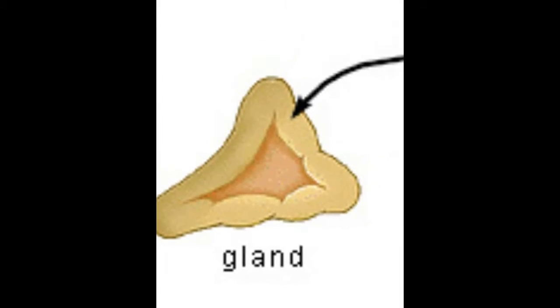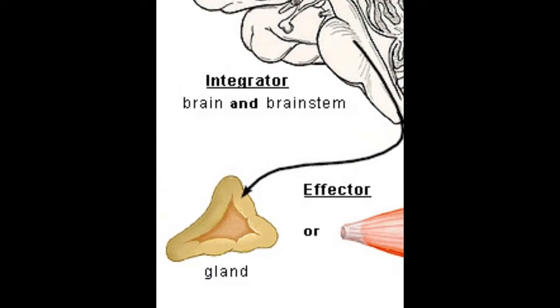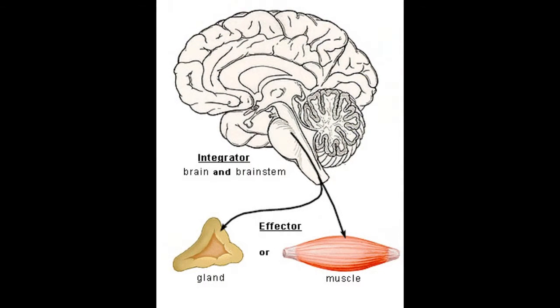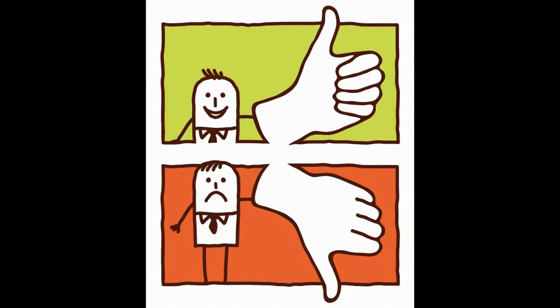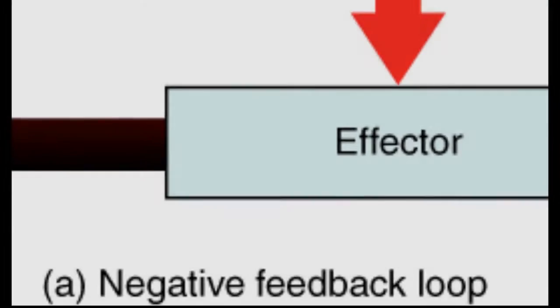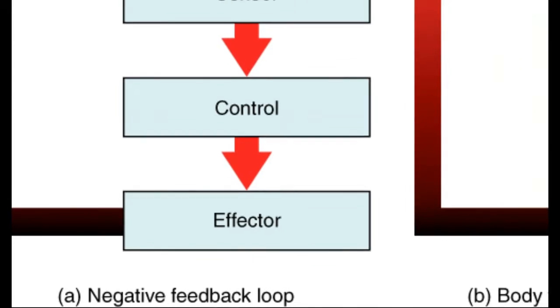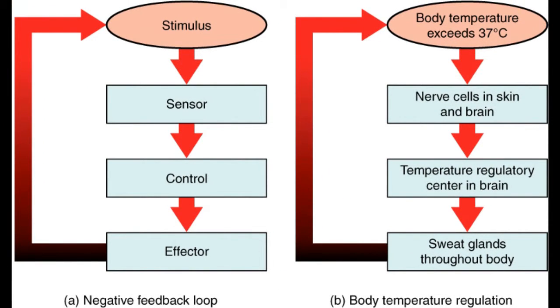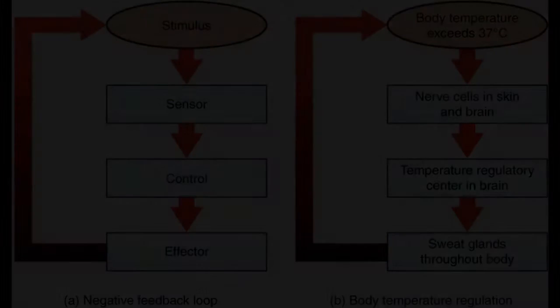Effector. An effector is a body structure such as a muscle or gland that receives output from the control center and produces a response or effect that changes the controlled condition. Almost every organ or tissue in the body can behave as an effector. There are 2 types of feedback system, the negative and the positive. Negative feedback system. Almost all homeostatic control mechanisms are negative feedback mechanisms. These mechanisms change the variable back to its original state or ideal value.